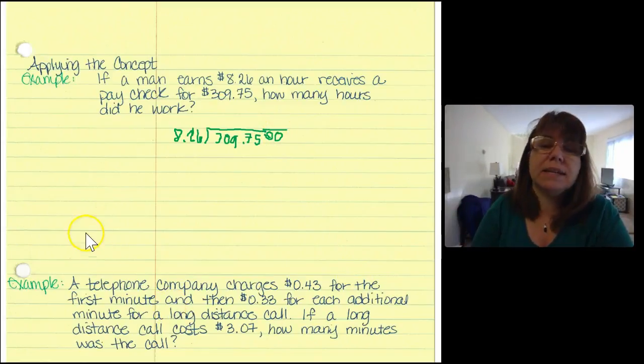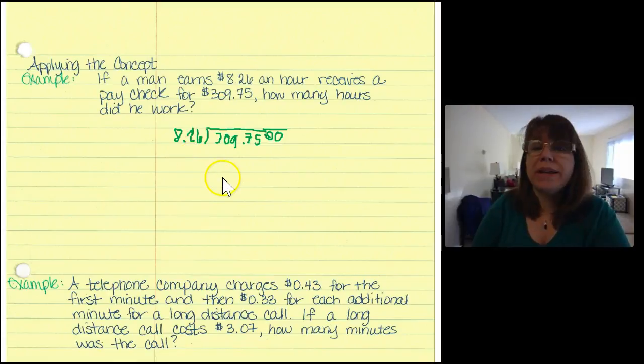My first step is my divisor must be a whole number, and right now it is not. So I need to move my decimal place over twice. What I do to the divisor, I must do to the dividend. Now my decimal place is right there. Otherwise it would be between the 9 and the 7, and that is just not the right location. So we do need to move it. Now that we have that set up, we can start doing our division.